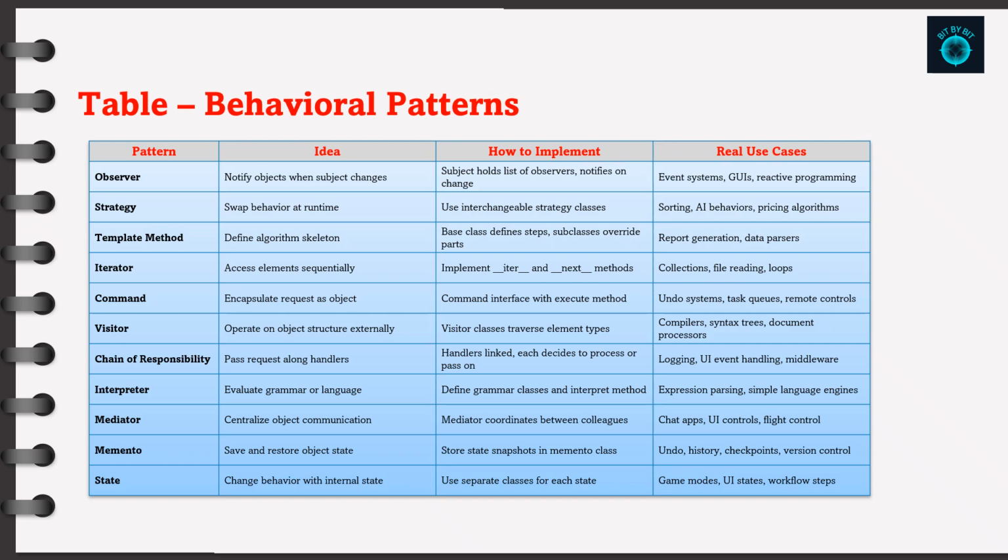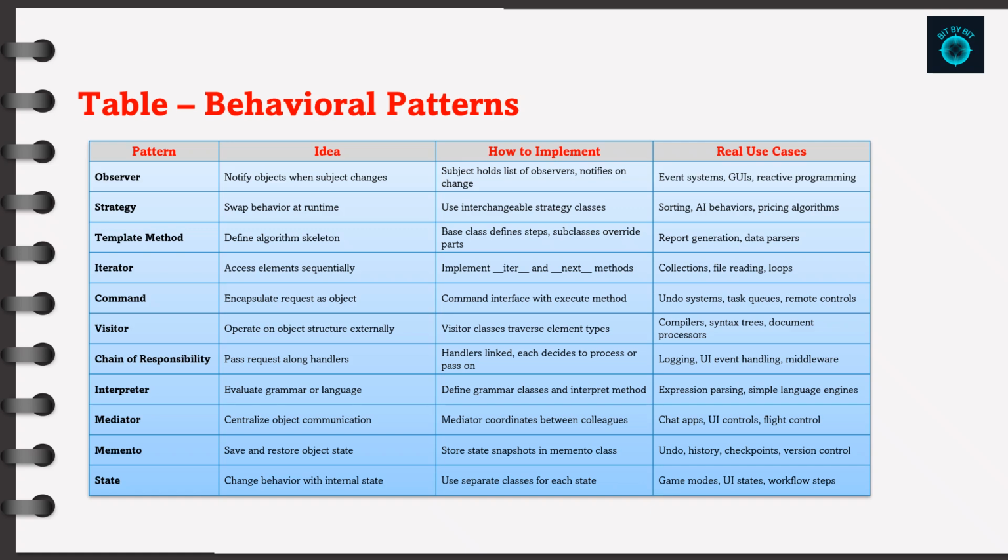Template method defines the skeleton of an algorithm and lets subclasses override parts of it. You'll see this in report generators or parsers. The Iterator pattern gives sequential access to elements, especially for collections, files, or custom data structures. Command pattern encapsulates requests as objects. It's essential for implementing undo, remote execution, or task scheduling.